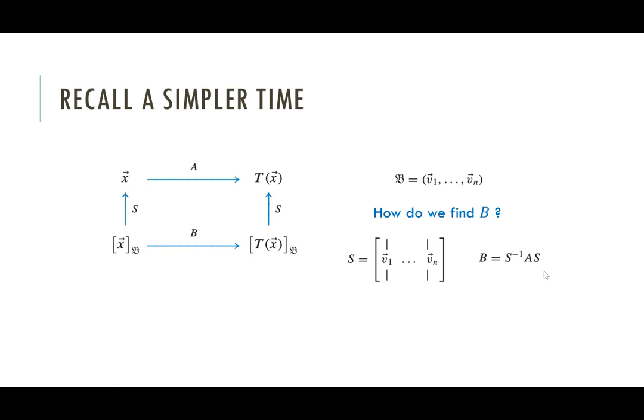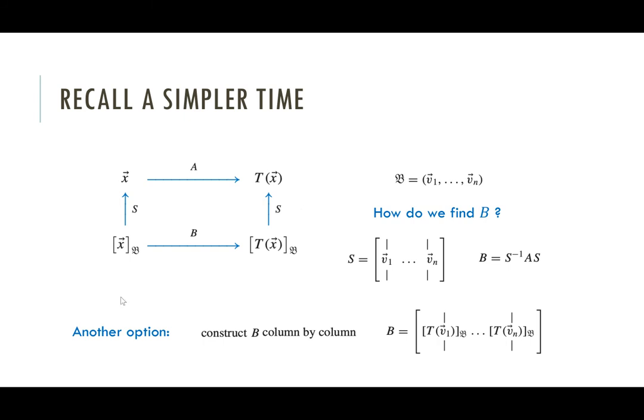We also have another way of finding B. Another option we could have done is sort of brute forcing it, where we just construct B column by column. B is, you get it by taking your first basis vector, transforming it, and then writing that transformed vector in terms of the new basis. And same for each basis vector: transform it, and then write it in the coordinates of the new basis. And that's another way to construct that same matrix B.